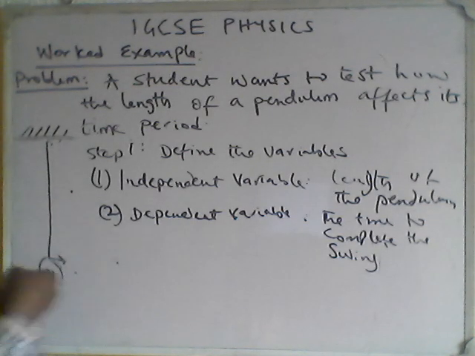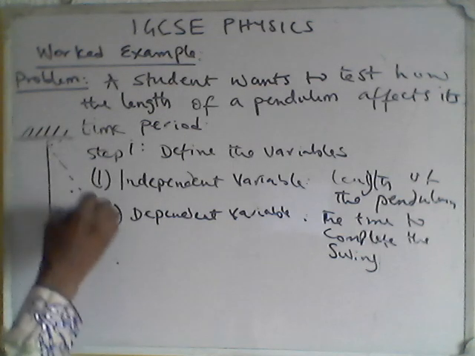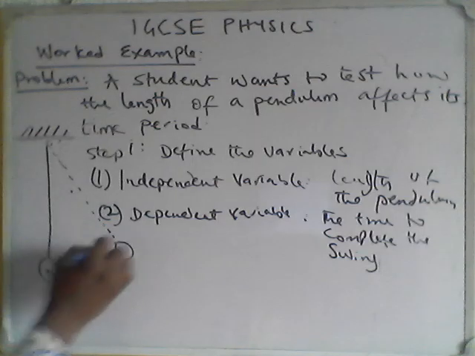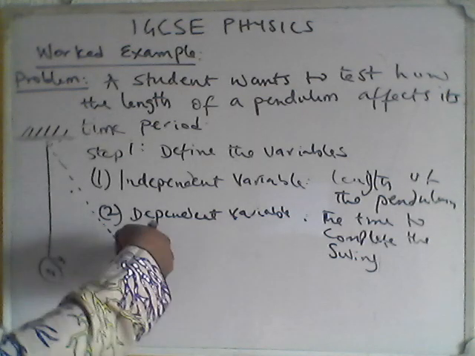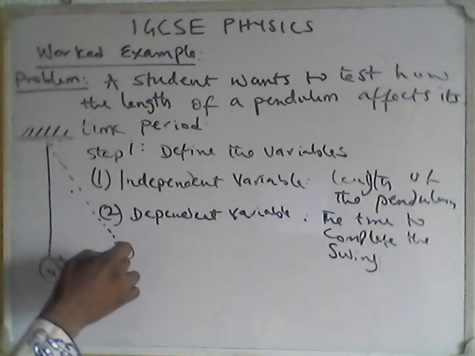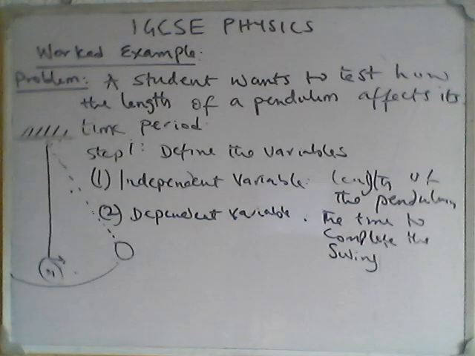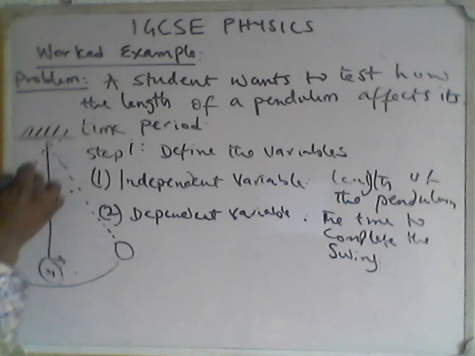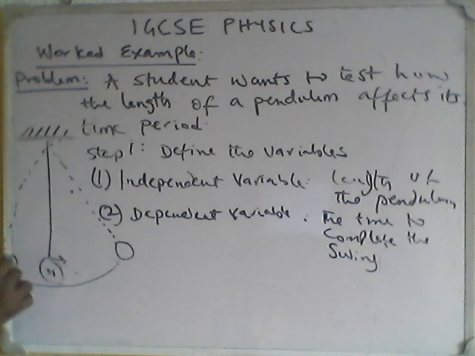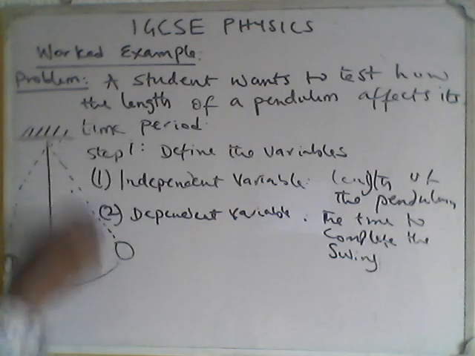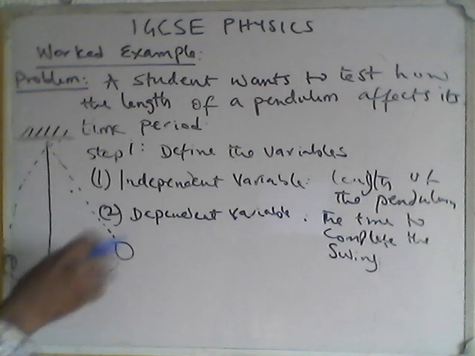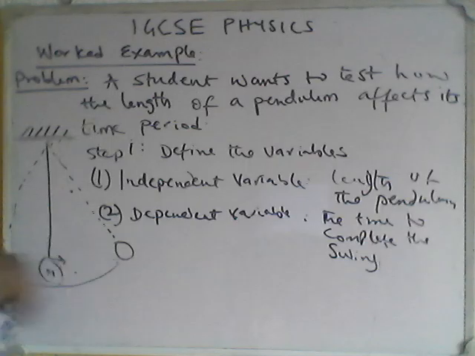So I take this bob to this position. Let me just draw a hypothetical position here. So I take it to this position, then I release it. When I release it, it swings like this and swings back. There's another point where it stays stagnant before it comes back again. So it swings to and fro. So I'm measuring the time it takes to swing. This time I'm measuring is dependent on the length.